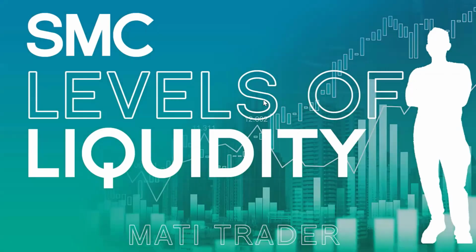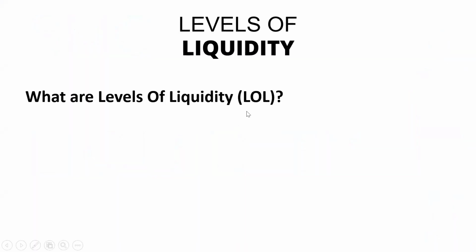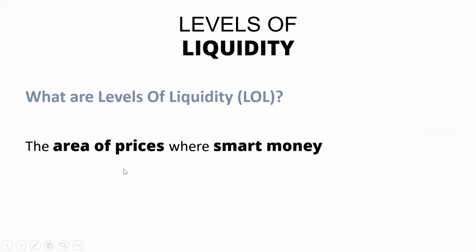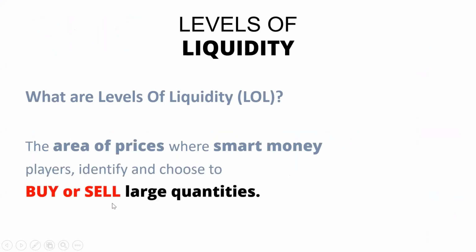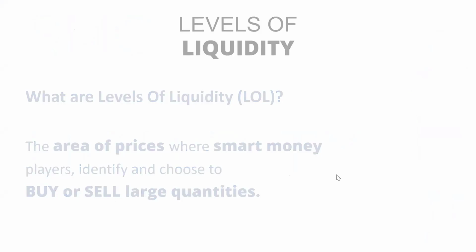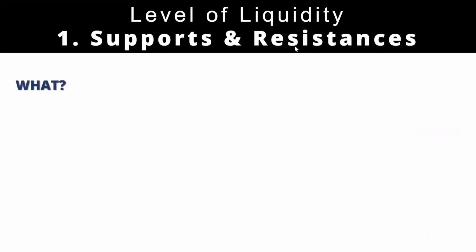Levels of liquidity. So what are levels of liquidity? I like to say LOL, like laugh out loud. It's just easier to write. So levels of liquidity is the area of prices where smart money players identify and choose to buy or sell large quantities. So the first level of liquidity is support and resistance.